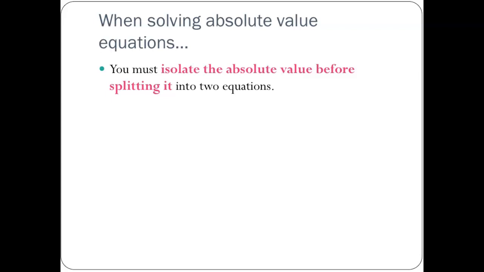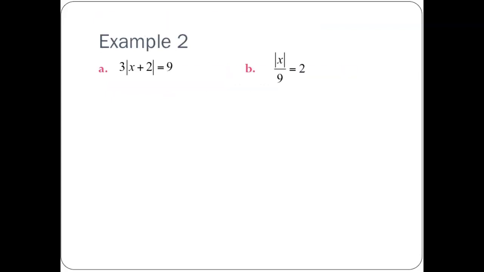All right, let's look at example 2. 3 times the absolute value of x plus 2 equals 9. So notice here that the absolute value is not by itself. There's a 3 in front of it. So I'm going to start by dividing both sides by 3. That leaves me with the absolute value of x plus 2 equals 3.